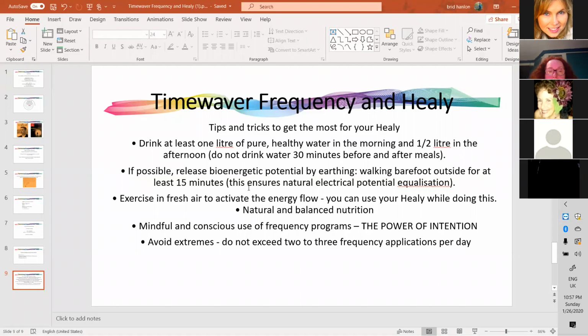If possible, release bioenergetic potential by earthing. So walking barefoot outside for at least 15 minutes. Very good idea. Let the build-up of ions drain back into the soil. Exercise in fresh air to activate the energy flow. Natural and balanced nutrition is still really important. And then this here: mindful and conscious use of frequency programs, the power of intention.